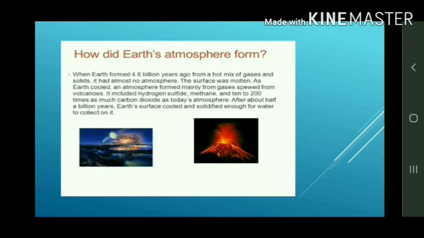So how did Earth's atmosphere form? When Earth formed 4.6 billion years ago from a hot mix of gases and solid, it had almost no atmosphere. The surface was molten. As Earth cooled, an atmosphere formed mainly from gases spewed from volcanoes. It included hydrogen sulfide, methane, and 10 to 200 times as much carbon dioxide as today's atmosphere. After about half a billion years, Earth's surface cooled and solidified enough for water to collect on it.